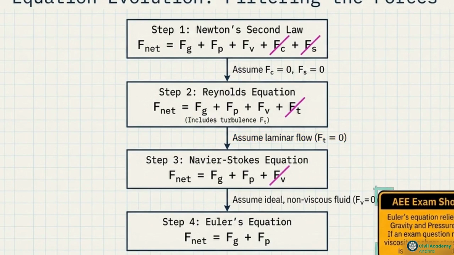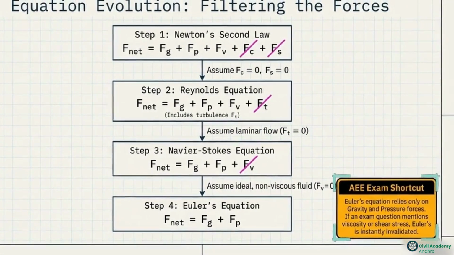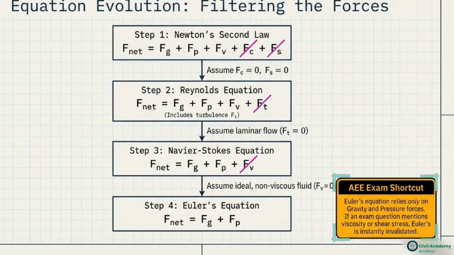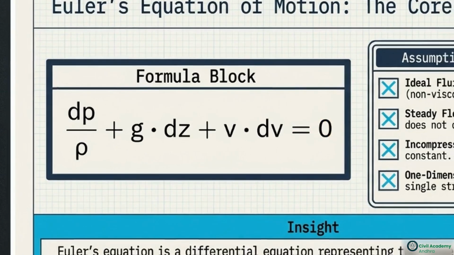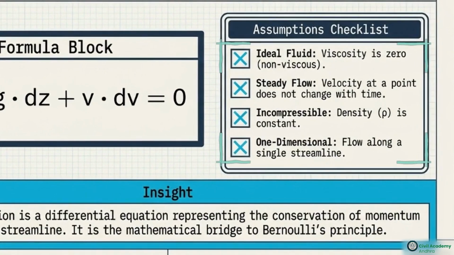Here is a high-yield shortcut for your AEE exams. Assuming an ideal, non-viscous fluid lets you eliminate viscous and shear stress forces. That leaves only gravity and pressure, bringing you directly to Euler's equation. This is Euler's differential equation of motion. Along a single streamline, changes in pressure, gravity, and velocity sum to zero. You must memorize the 4 strict assumptions to arrive here. The fluid must be ideal, steady, incompressible, and one-dimensional.